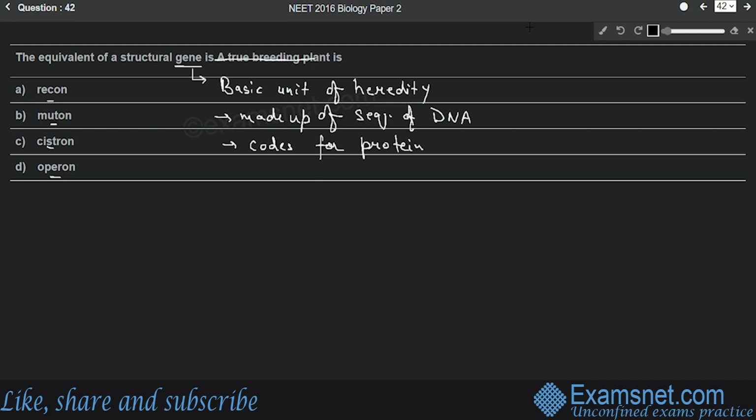Now, the correct answer is option number C, that is cistron, because cistron is the coding part of DNA. And the structural gene is also the part of DNA that codes for proteins. So it can be said that this structural gene is equivalent to cistron. So option C is the correct answer.